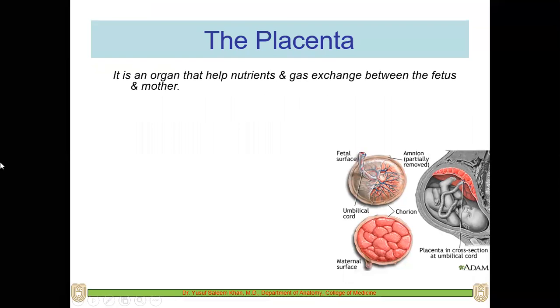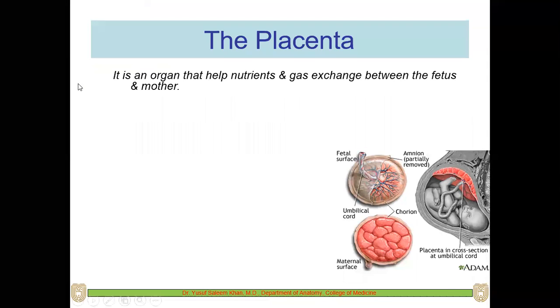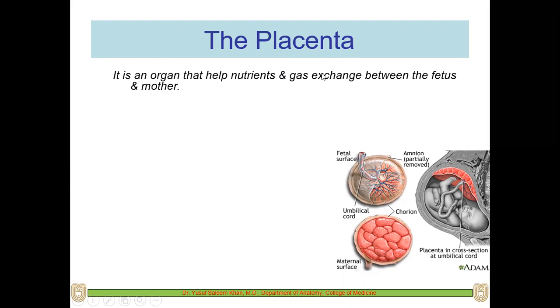So now we'll study what exactly the placenta is, how it functions, and what its role is in the development of the fetus. As you know, the placenta is an organ that helps in nutrition as well as gaseous exchange. As you can see here, this is the fetus developing, this is the placenta, and this is the umbilical cord, through which all the nutrition necessary for the fetus to develop, as well as the oxygen supply, is provided by this organ called the placenta.